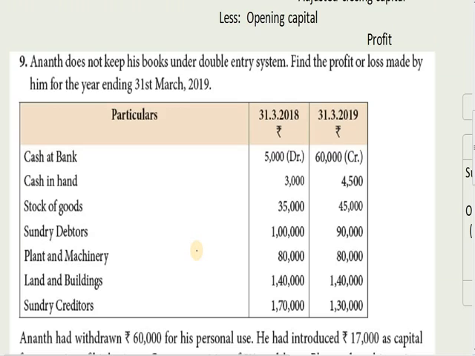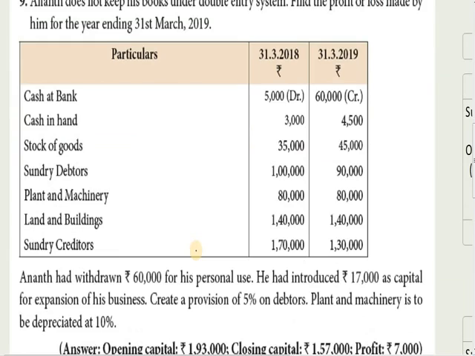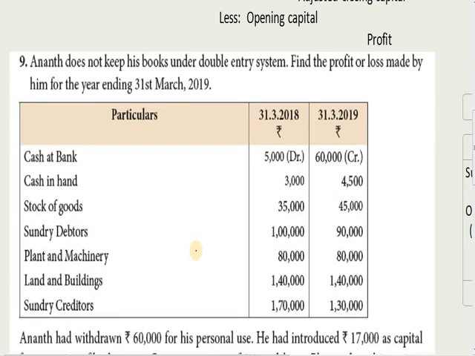They are not asked to prepare the trading and profit or loss account. It's enough if you find out profit or loss. So we can straight away move to preparation of profit or loss. But for preparation of profit or loss, we need to know both opening capital and closing capital. So we must proceed with preparation of the opening statement of affairs.